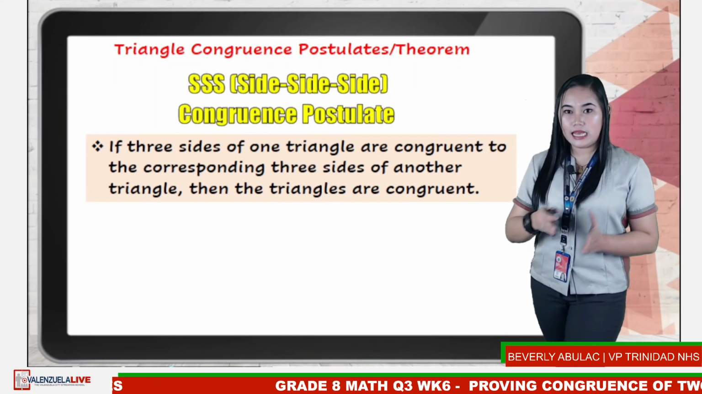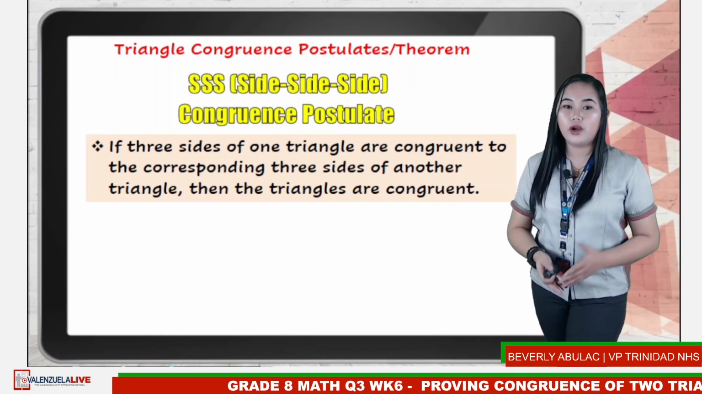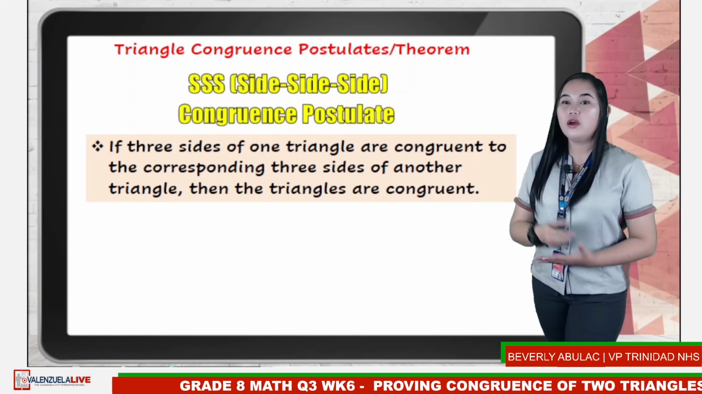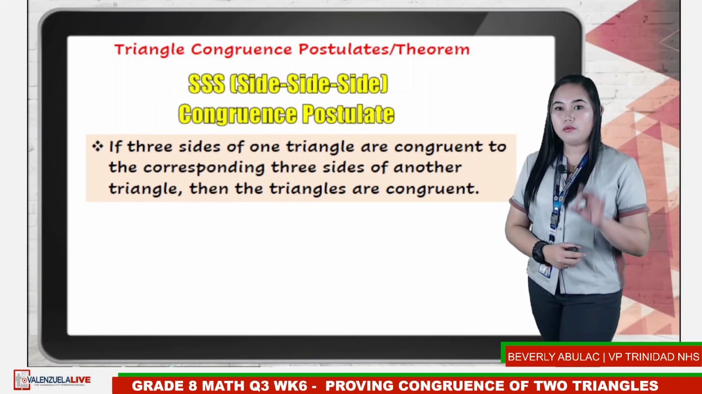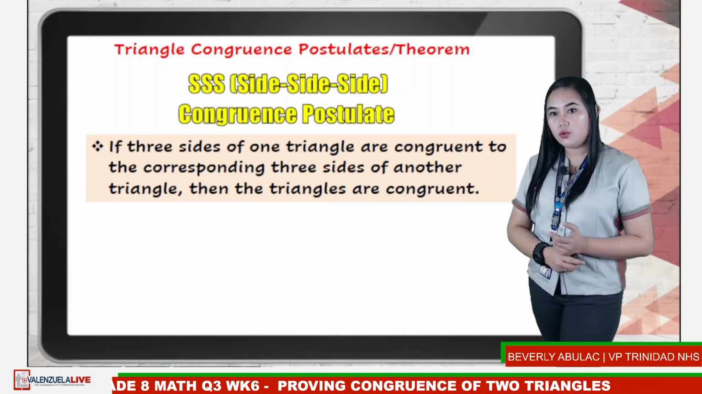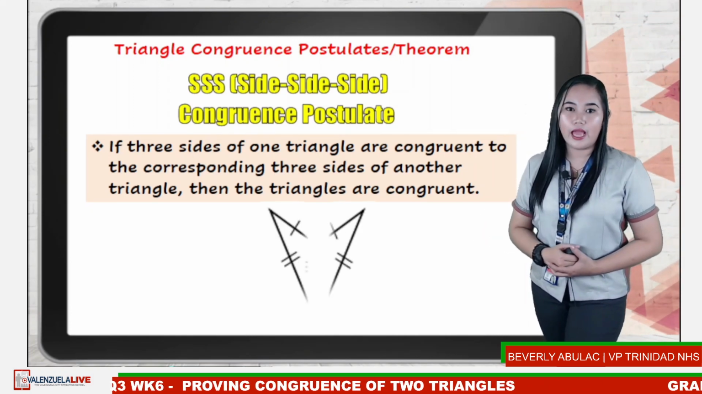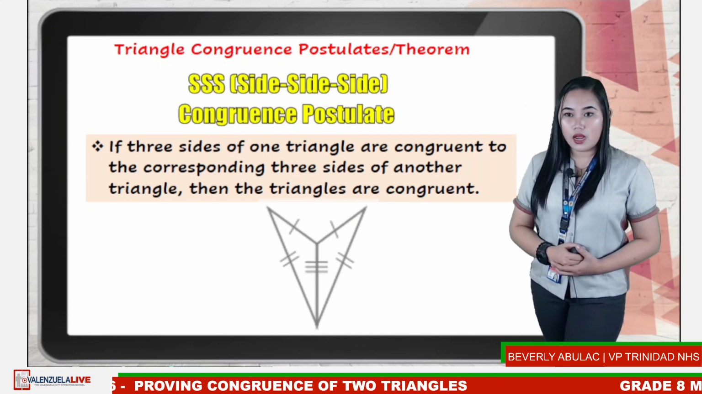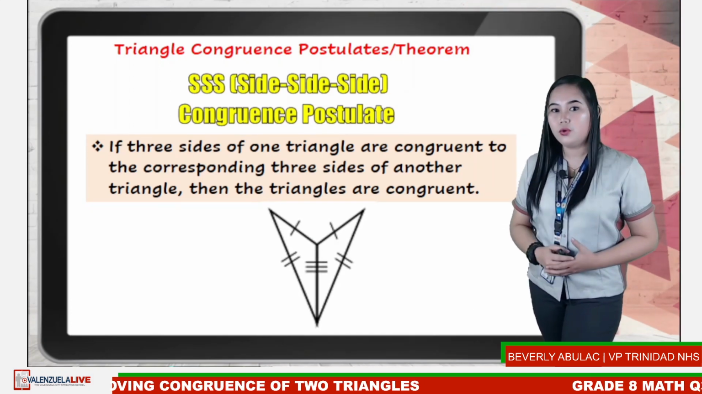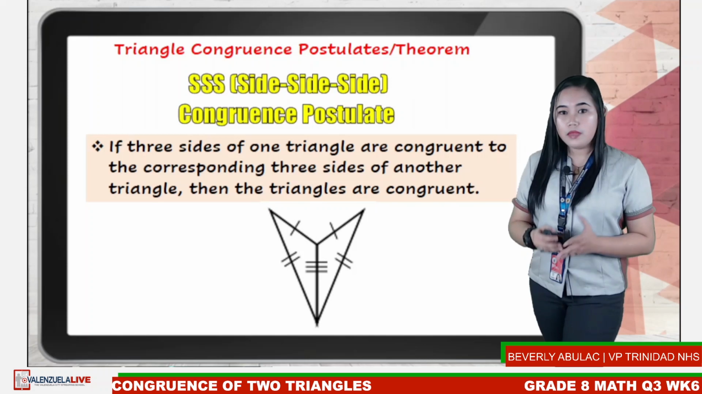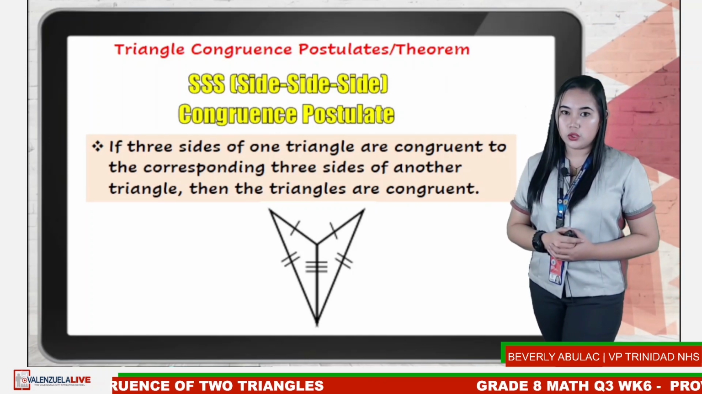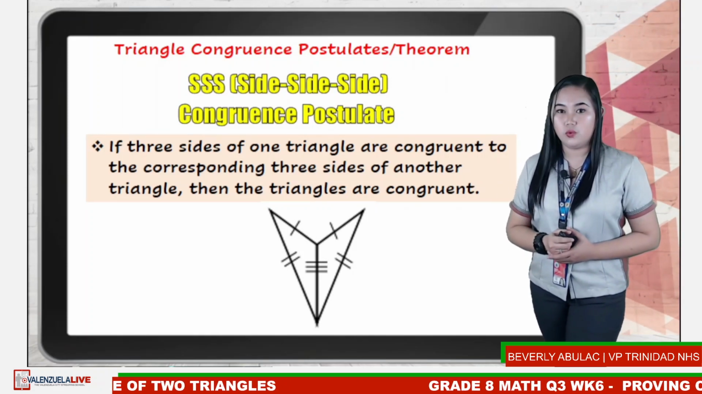Next, we have the SSS congruence postulate, or side-side-side congruence postulate. If three sides of one triangle are congruent to the corresponding three sides of another triangle, then the triangles are congruent. So from these congruence postulates mentioned, other theorems can be deduced.